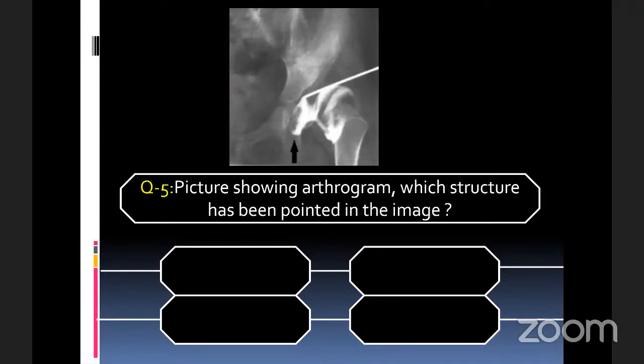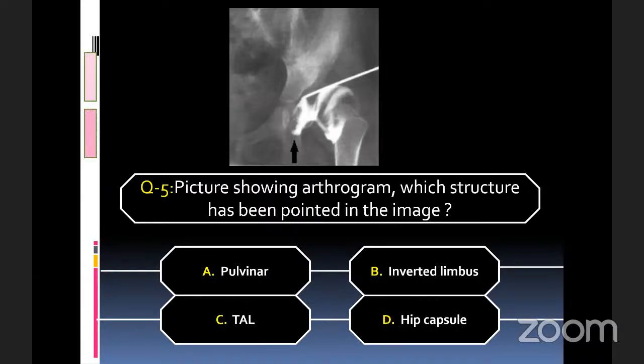The picture showing an arthrogram, which structure is it? Gaurav, what do you think it is? Is it TAL? I think so. Yeah, Sheenam, is it the transverse acetabular ligament? Yes, sir. It is the transverse acetabular ligament. Just above it is the pulvinar. Right. So the transverse acetabular ligament is a very important structure to cut.